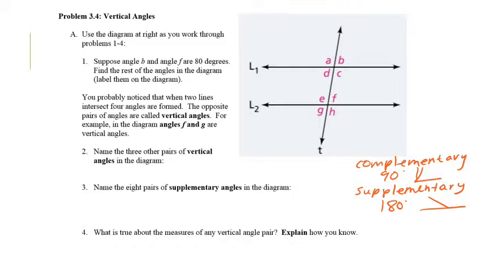Suppose angle B and F are 80 degrees in your diagram. Go ahead and label angle B as 80 degrees and angle F as 80 degrees. Now take a moment and find the rest of the angles in the diagram. Go ahead and pause the video here so people can work on that.